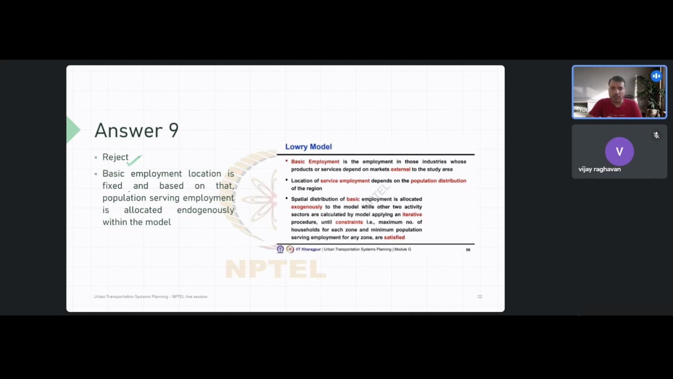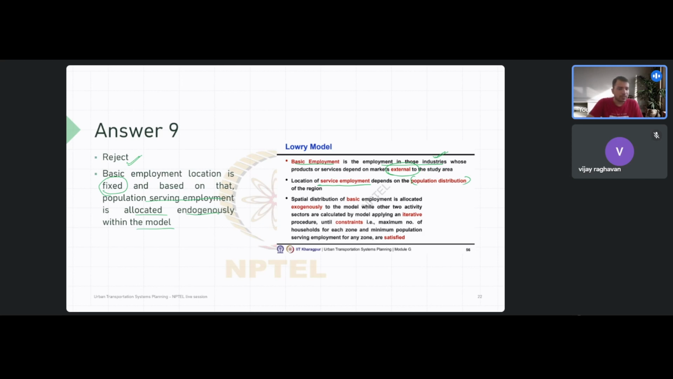So basic employment location is fixed. Based on that, the population serving employment is allocated endogenously within the model. Basic employment is the employment in those industries whose products or services depend on markets external to the study area. So here only those industries will be considered where the market is external. That is, the market for those industries is not within the study area, it is somewhere outside. But that is basic employment. Then service employment will depend on the population distribution within the region.